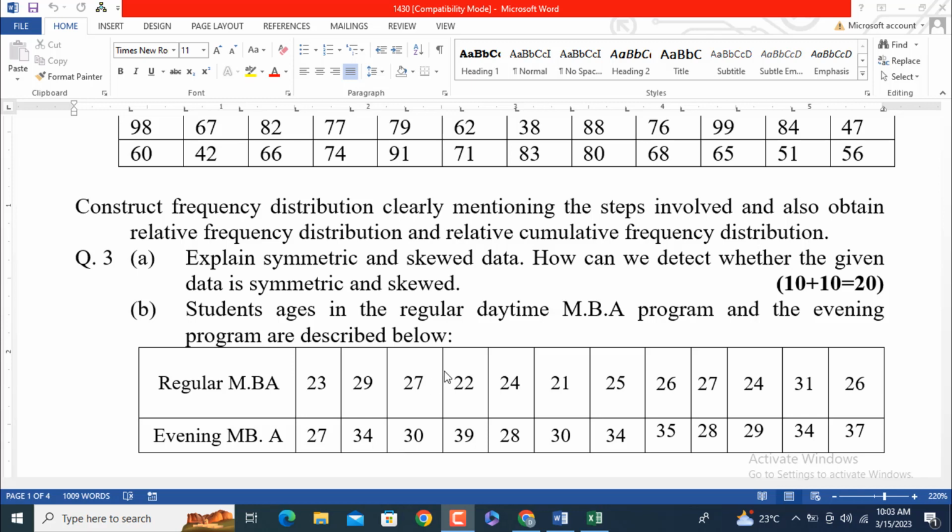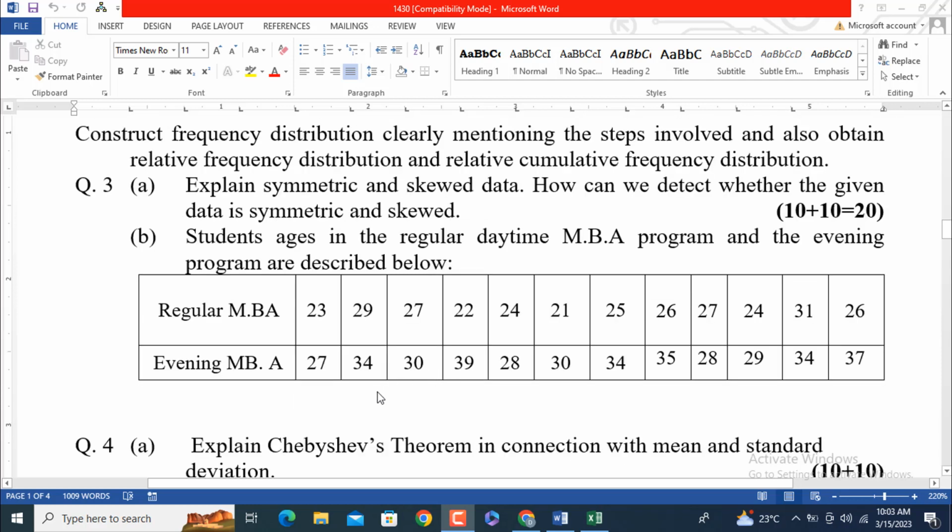But before going to the solution, nothing has been clearly mentioned in this part about what to do with this data. So on the basis of question number 3 part A, I am going to identify which data series is symmetric and which data series is not symmetric. Maybe there is a chance that both series are asymmetric. Asymmetric means skewed. So let's dive into the Excel sheet where I have prepared the solution.